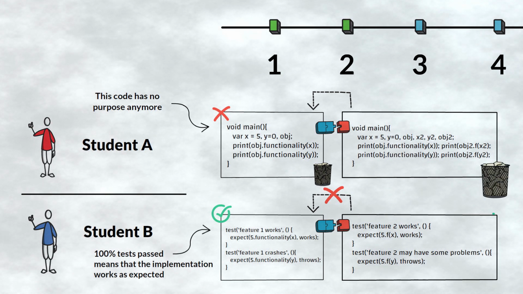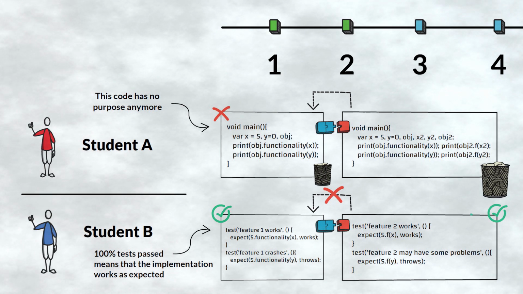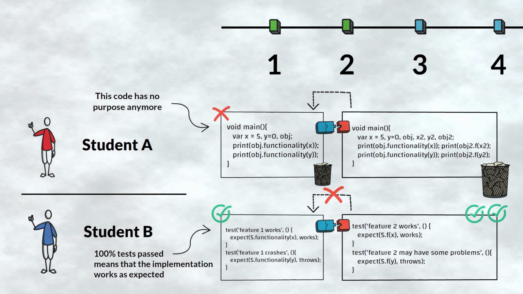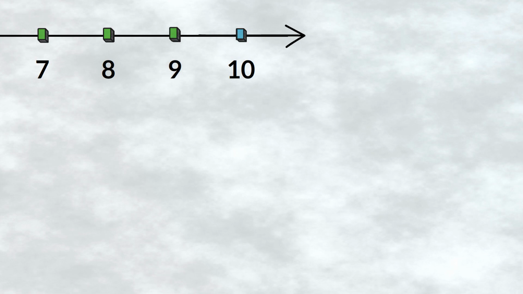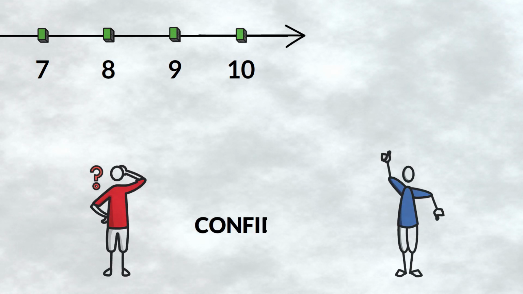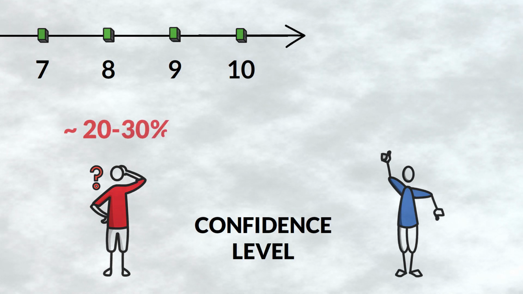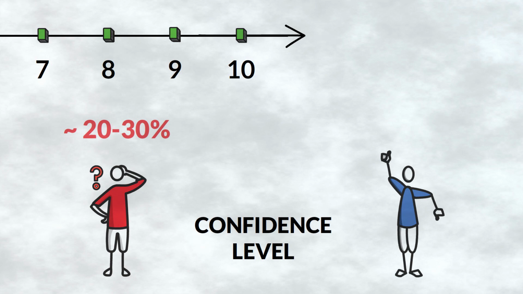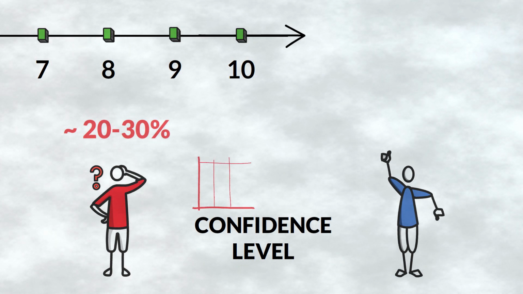At the end, student A will have even more wasteful code, and student B will be more and more sure on himself that it's on the right track. Speeding up to the 10th feature, I can guarantee you that if you interview both students right now, student A will have a confidence level of around 20 to 30% regarding his app, since his way of verifying the functionality of all features will definitely decrease over time.